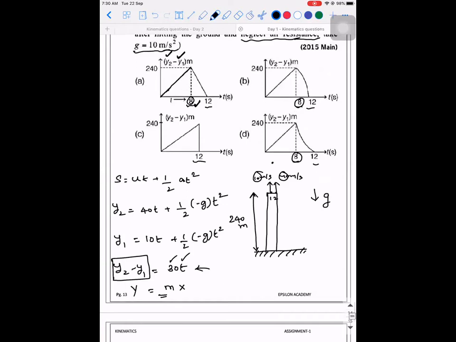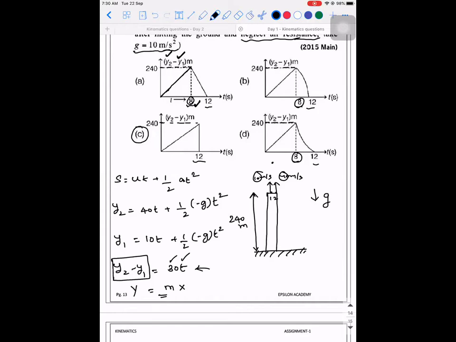Is it happening for everything? So y2 minus y1 is 240. But which graph is failing to do that? C. See, had they asked which one is wrong, then the answer would have been C. Okay, but now we need to analyze what exactly happens after the 240 also. Right? So from 8 to 12 seconds, what will happen?